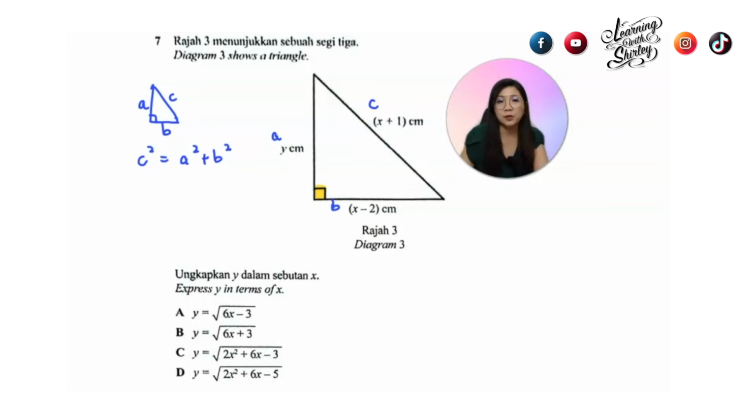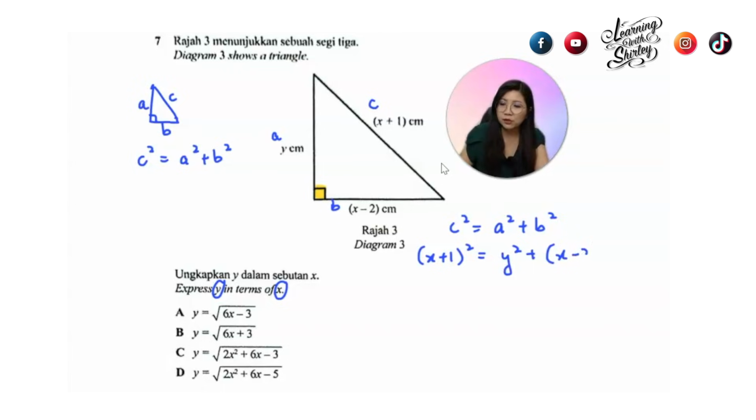And then we try to express y in terms of x. So whenever they say express y, which means that your final answer must be y as a subject on the left hand side. Then the x will be on the right hand side. So let's do this. I'm going to do it on the right side. C square equals to A square plus B square. So C square is x plus 1 whole thing square equals to A is y square plus B is x minus 2 whole thing square. And then we're going to expand the brackets.